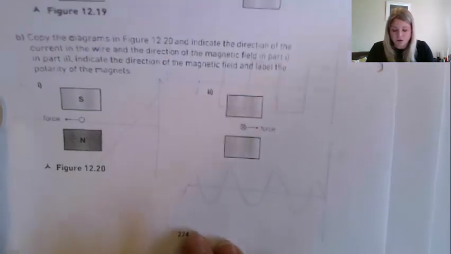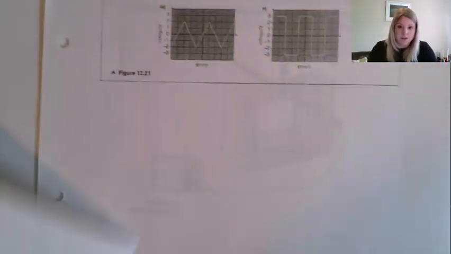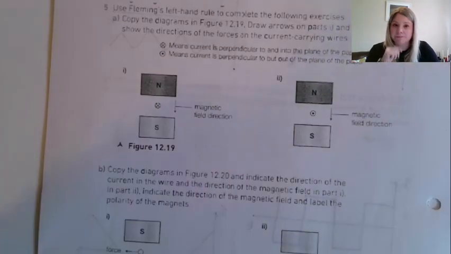Okay, I need you to have a wee go at those questions on page 224 and 225, and there's room on the pages, you can just answer them on them.